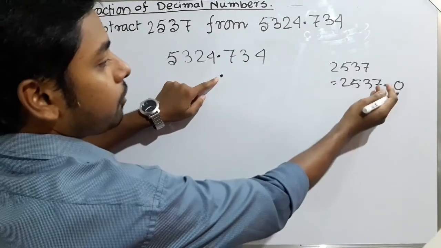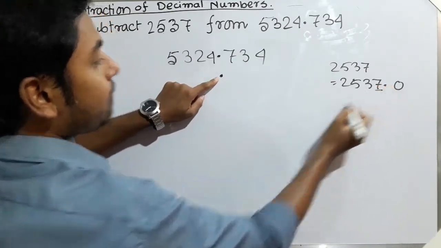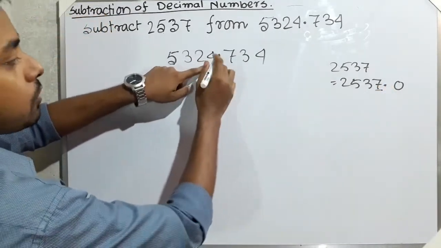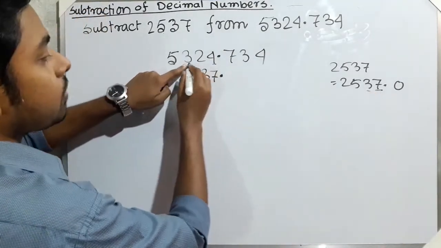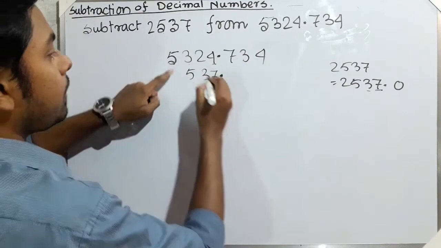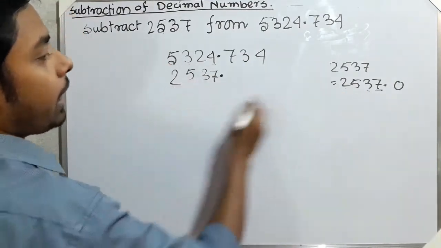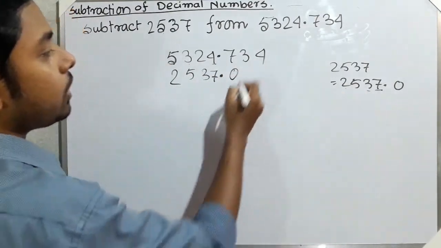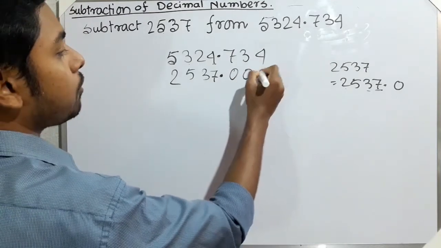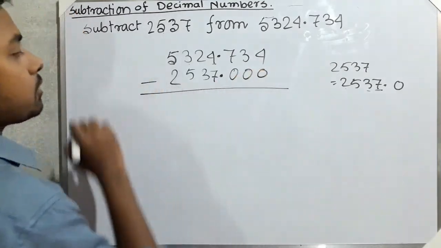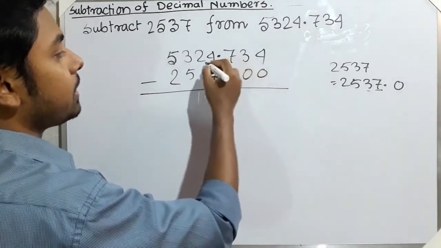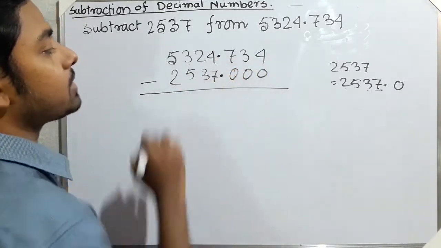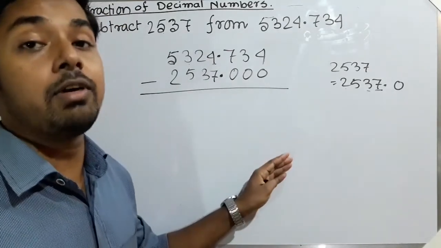Before this point you have 7, and before this point you have 4. So below 4 you write 7, below 2 you write 3, below this 3 you write 5, below this 5 you write 2, and below this 7 you write 0. These are blank spaces, so you fill them with 0, then you subtract. Now you can see exactly digit by digit we have written. It is the correct way to arrange.